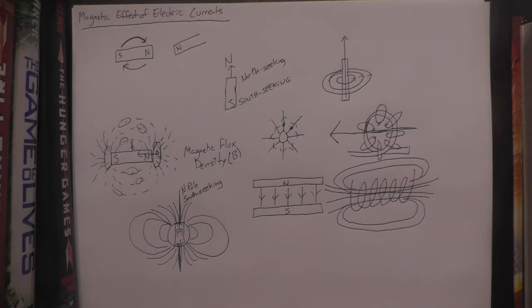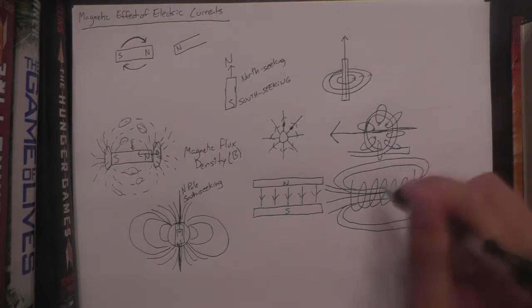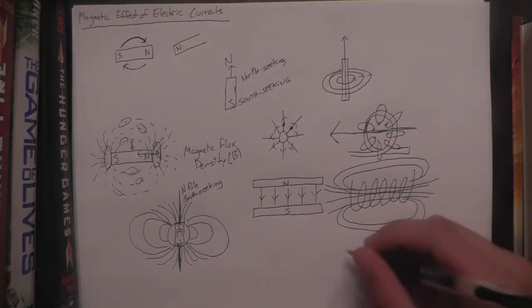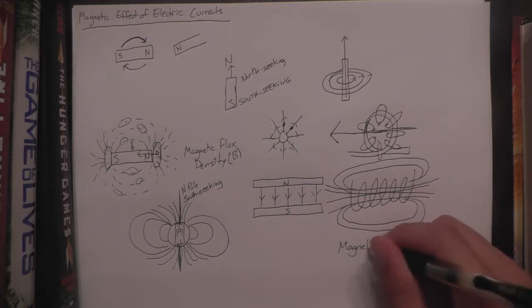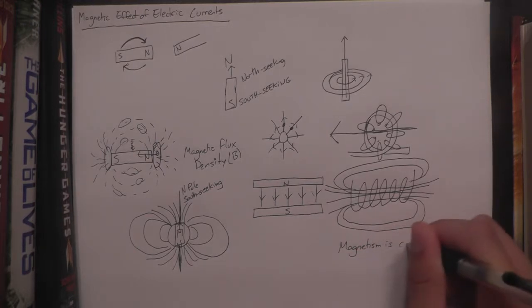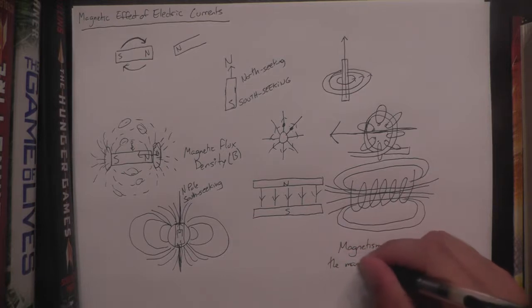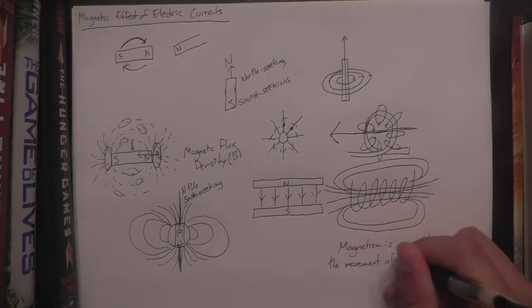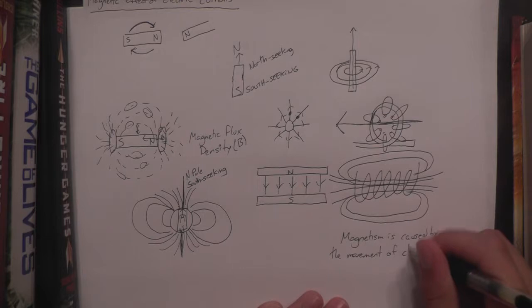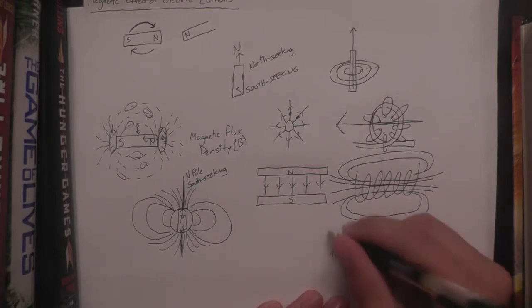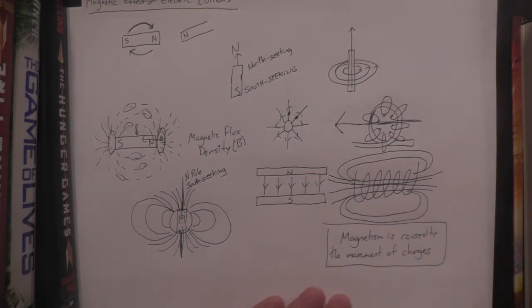So, based on this, the current is causing the creation of this magnetic field. We can determine that magnetism is caused by the movement of charges. That's important there. Magnetism is related to electricity because it's caused by the movement of charges.